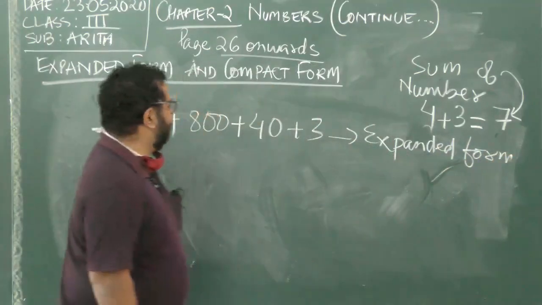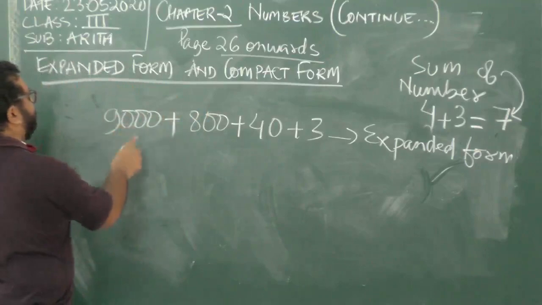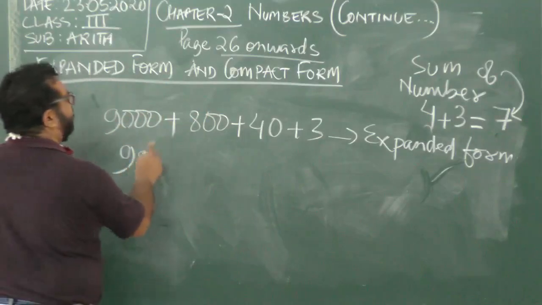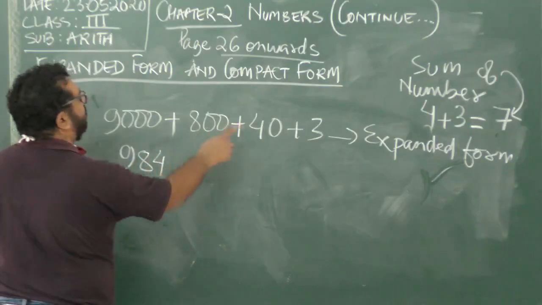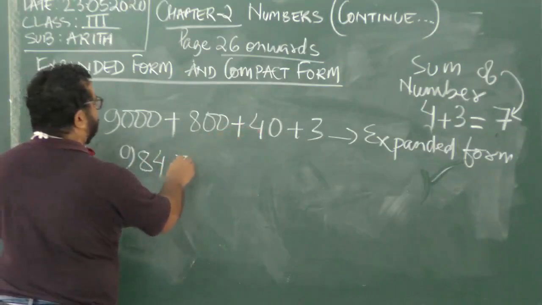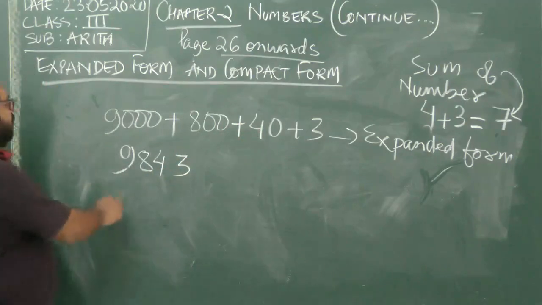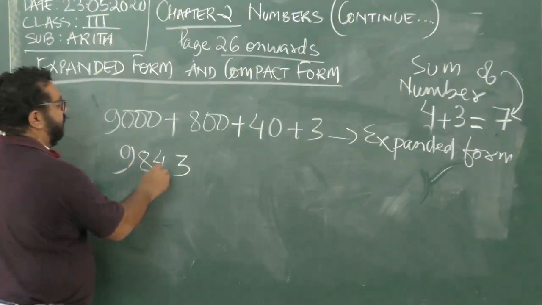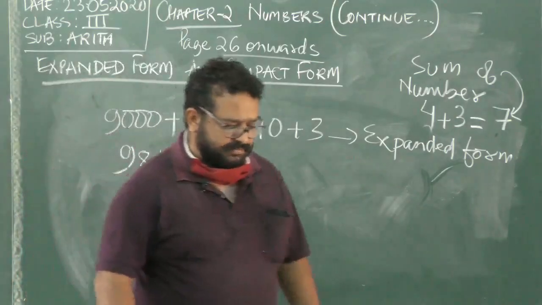Alright, and we have to write the compact form of it. So what do we see? We write 9000, 800, 40 and a 3 for the 3 ones that we have. So your number is 9843. This is the compact form of the given expanded form.